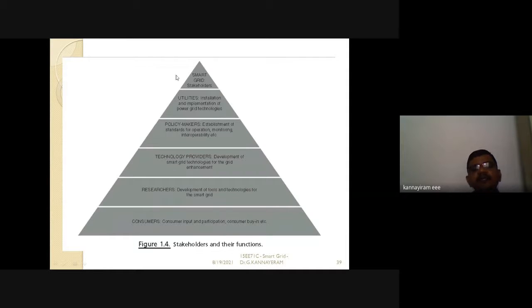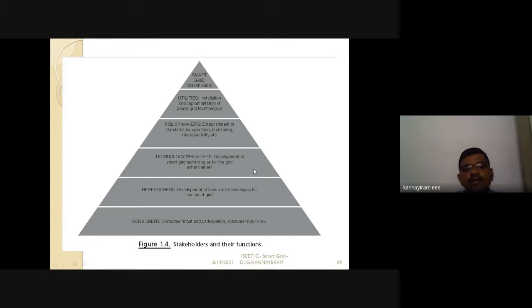This is the pyramid of smart grid stakeholders, topmost portion. Then utilities, the installation and implementation of power grid technology. Then the next one is the policymaker, who will establish the standard for operation, monitoring, and interoperability.